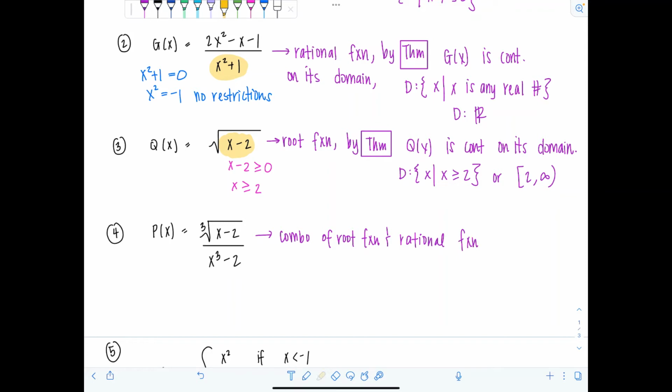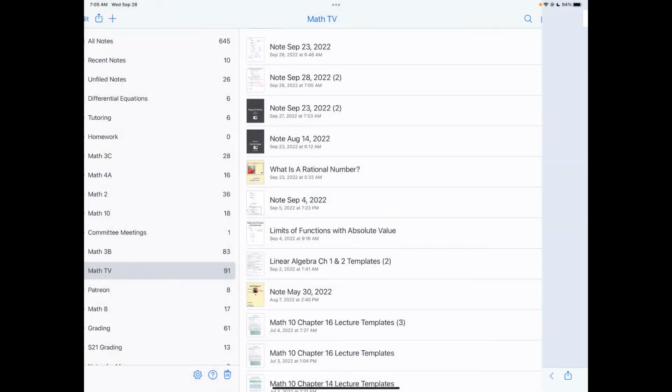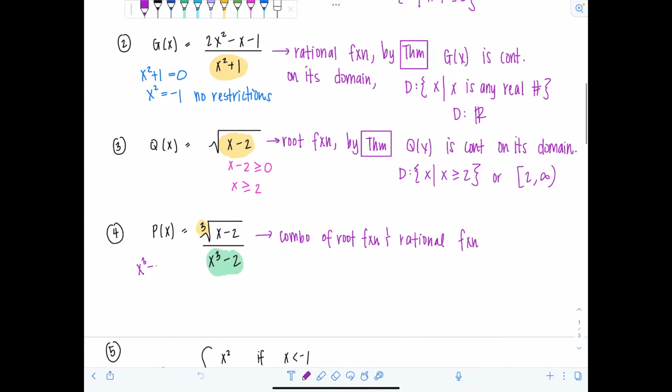And the interesting thing here is that since we have an odd index, you're allowed to take cube roots of negative numbers. So there's no restrictions coming from the numerator. The only restrictions that I'm concerned with at this point are the denominator, specifically that x cubed minus 2 does not equal 0. That's what I don't want to happen.